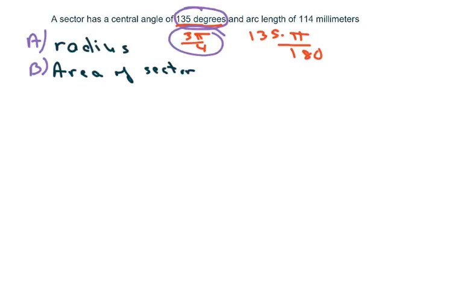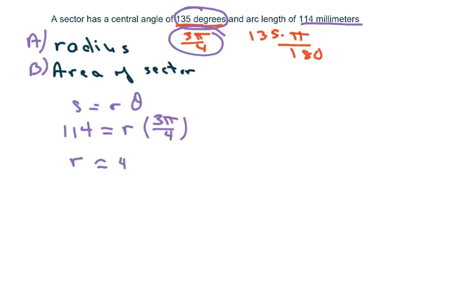We're going to first use S equals R times theta, and our S is our arc length, which is 114 millimeters. Our R is what we're looking for, and our angle is 3 pi over 4. Solve for R, and you get R is approximately, if you round to the nearest tenth, 48.4 millimeters.